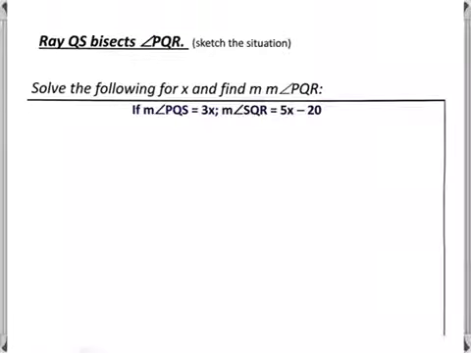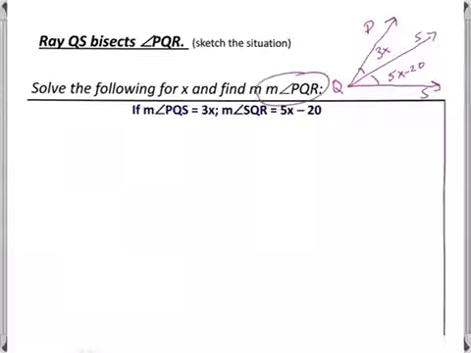This time, ray QS bisects PQR again, so we can sketch the situation again. We'll just draw a nondescript angle. So S, P, Q, R. We know that the two angles are congruent. They tell us that PQS is 3x. They tell us that SQR is 5x minus 20. And they want us to find the measure of PQR.